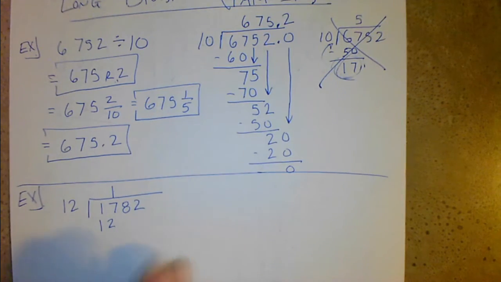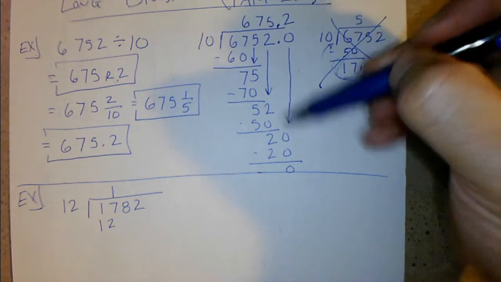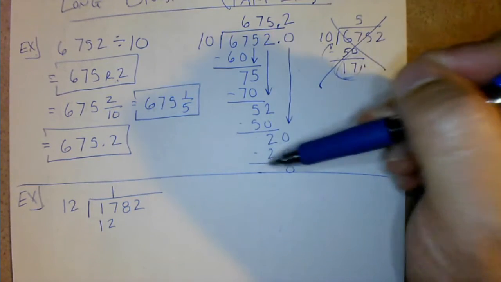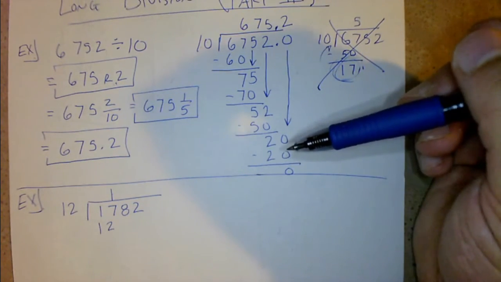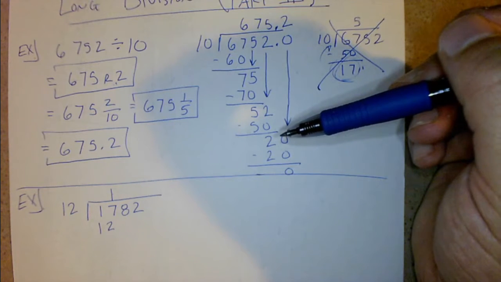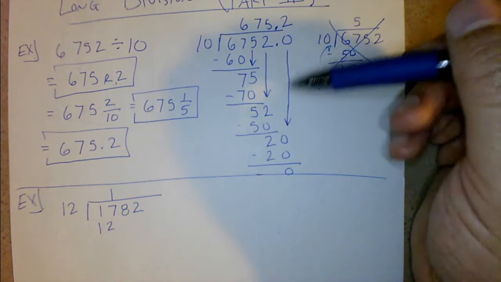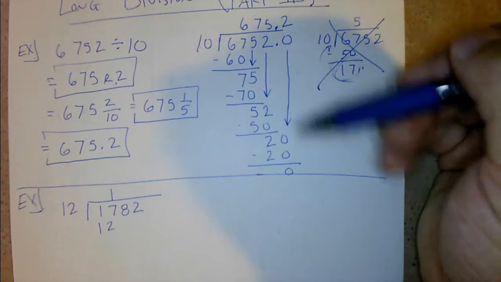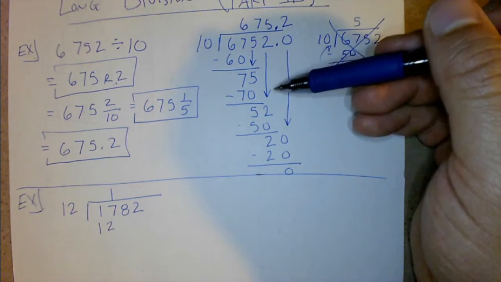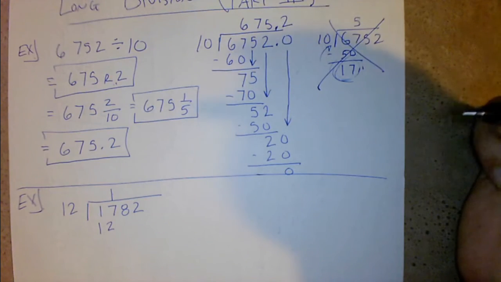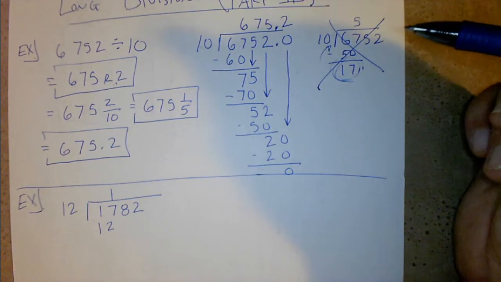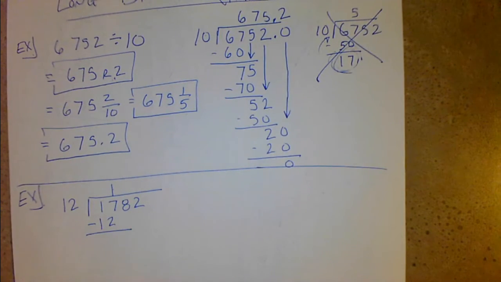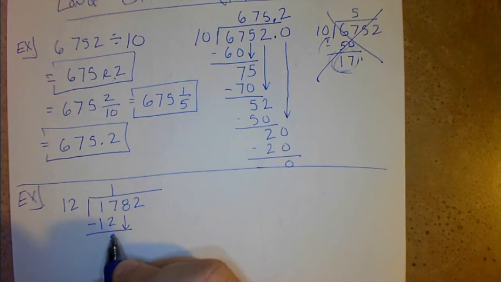Keep your work neat. Notice if I start drifting and if things aren't in line, this is going to get very, very complicated and very messy right away. My piece of advice to you here is please pay attention to your work. Make sure it's nice and neat and orderly, especially in long division. If you start misaligning things, you're going to be in a world of hurt. So don't do that. 17 minus 12 is 5, and I bring down the 8.